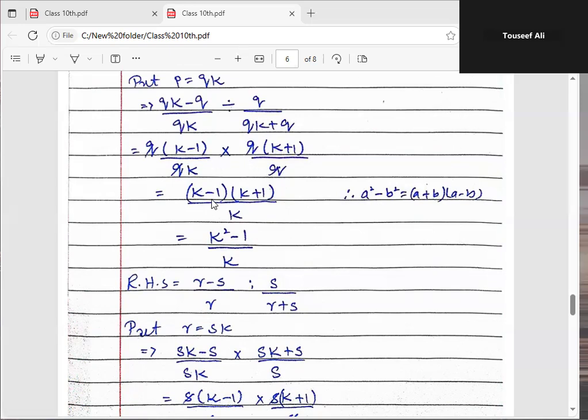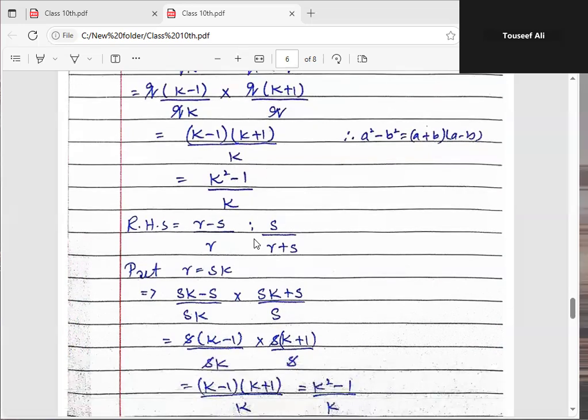Here K minus 1 is remaining, and here K plus 1 is remaining, and in the denominator there is only K. K multiplied by 1 is equal to K. Here (K minus 1)(K plus 1). So we have the formula A square minus B square, which is equal to (A plus B) into (A minus B). This is the simplified form of this formula, so we combine this. It becomes K square minus 1 square, where in place of A there is K, and in place of B there is 1. 1 square means 1, and in the denominator there is K. Now this is the simplification of the left hand side.